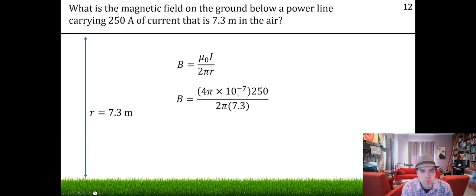Mu naught is 4 pi times 10 to the negative seventh. I, we're told, is 250 amps. And then R is 7.3 meters below the wire. We can plug all that in and we arrive at 6.8 times 10 to the negative 6 Teslas as the magnetic field strength on the ground.